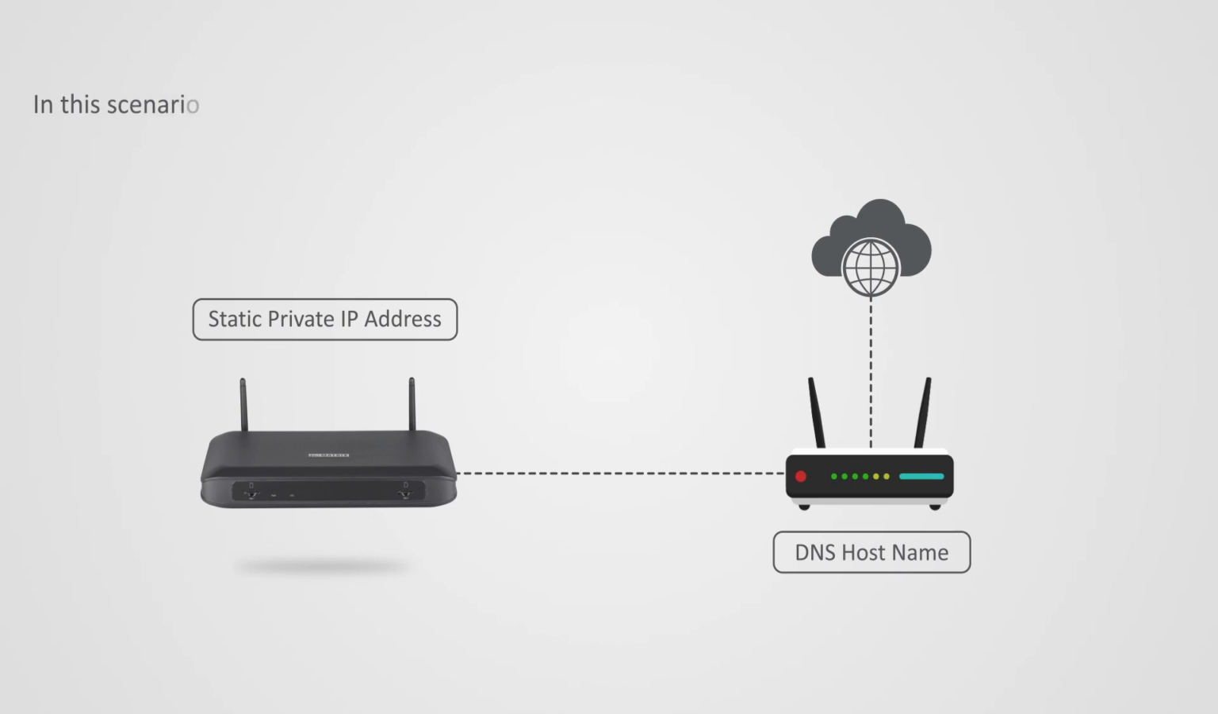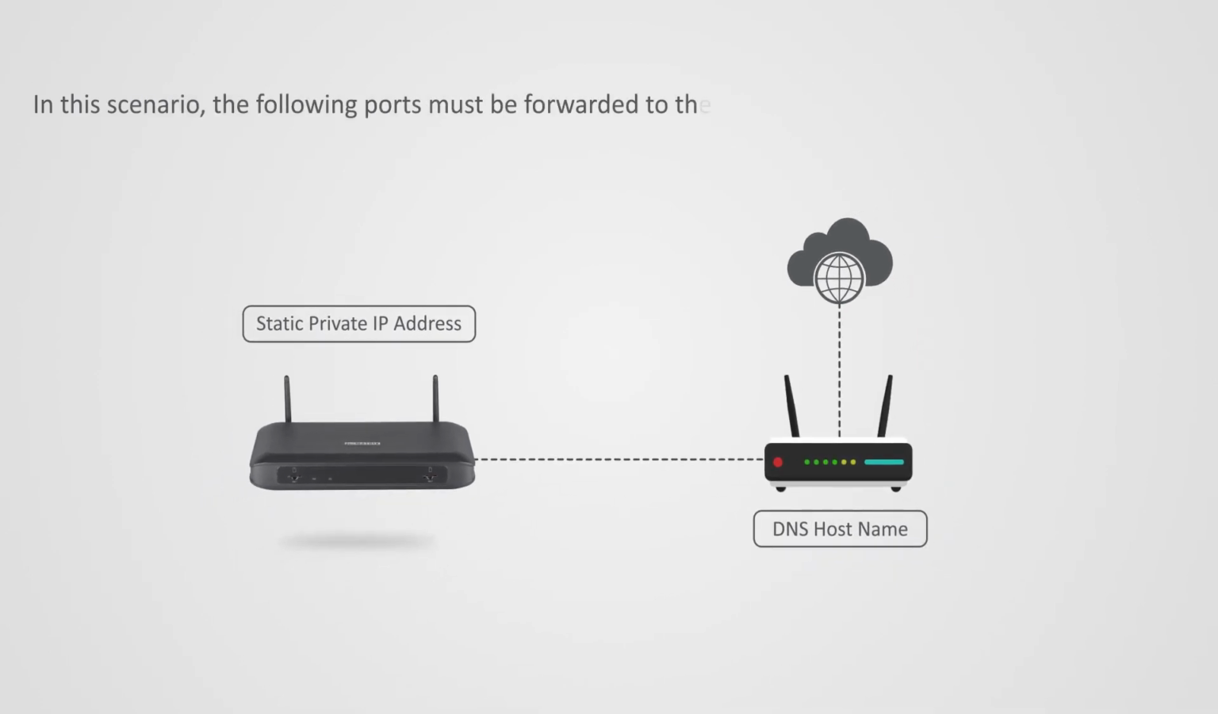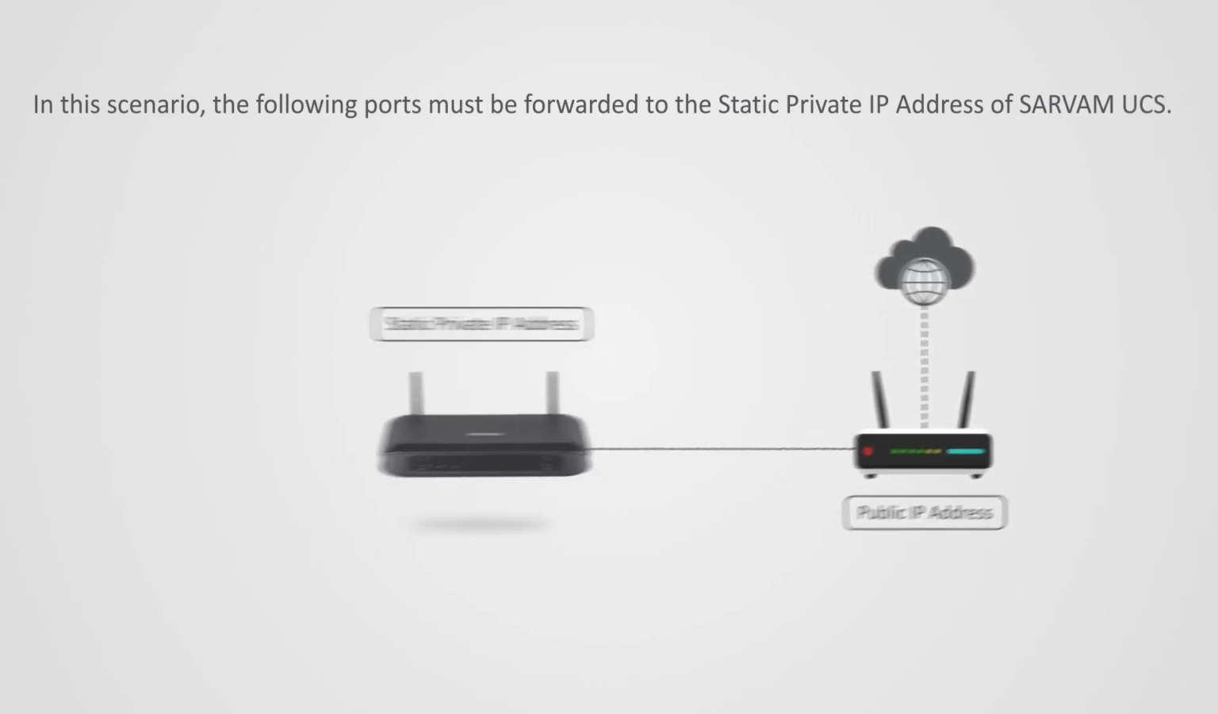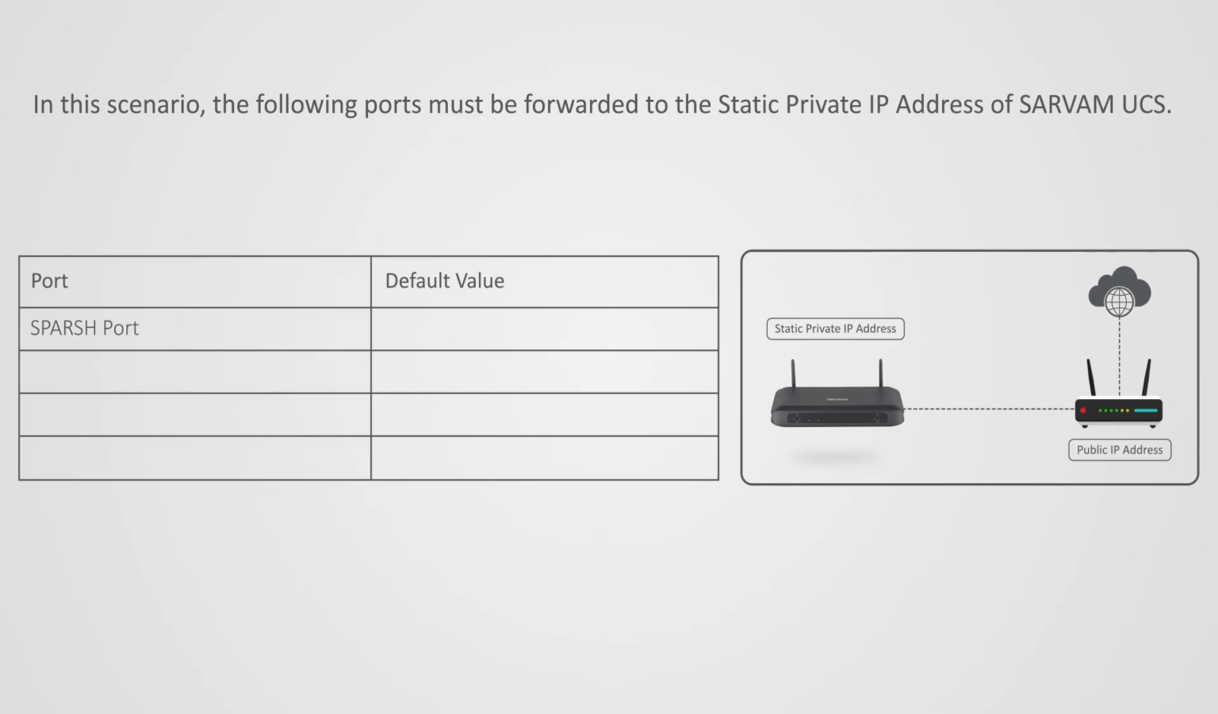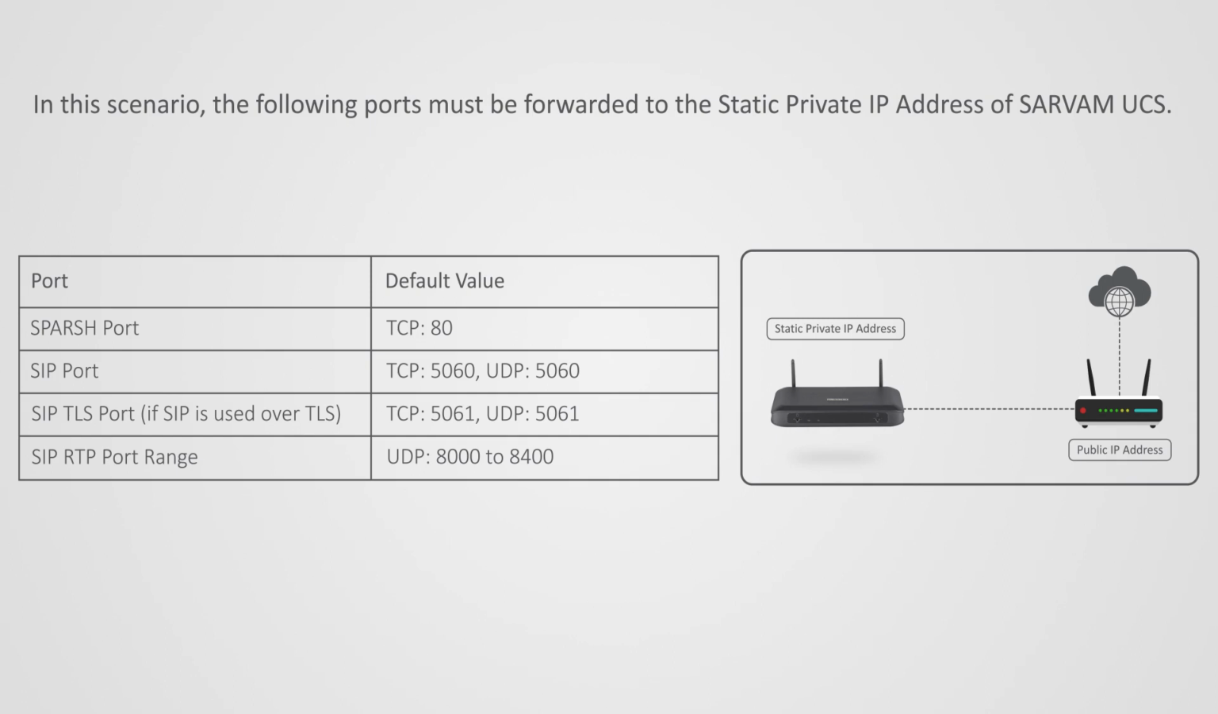Note, in this scenario, the following ports must be forwarded to the static private IP address of SARVAM UCS. SPARSH port, TCP, 80. SIP port, TCP, 5060 and UDP, 5060. SIP TLS port, if SIP is used over TLS, TCP, 5061 and UDP, 5061. SIP RTP port range, UDP, 8000 to 8400.